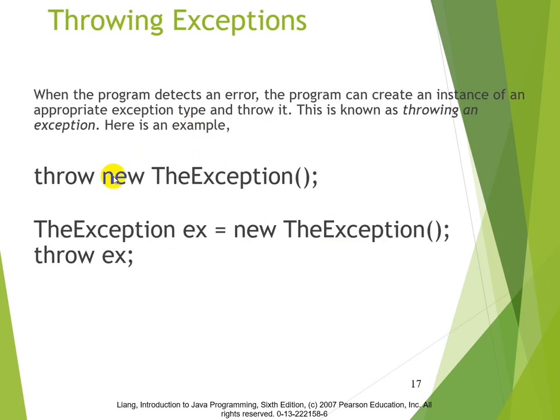Throwing exception is the other part. When the program detects an error, the program can create an instance of the appropriate exception type. As you can see, the exception is basically a class, so an instance of that class is created whenever an exception occurs. And then you need to throw that object. So that becomes throwing the exception. Actually, you are throwing the object of that exception. For example, throw new the exception.